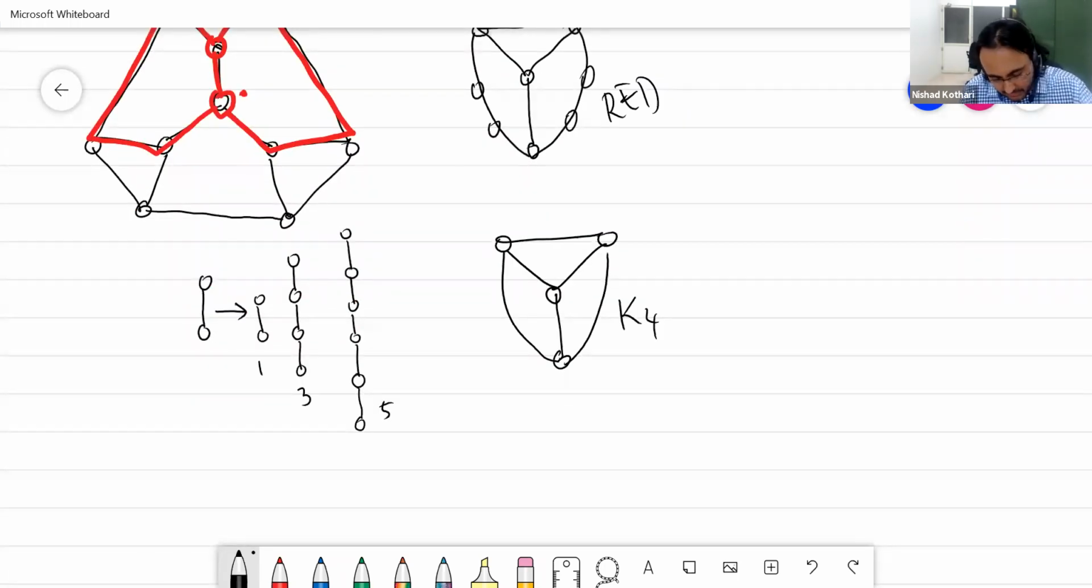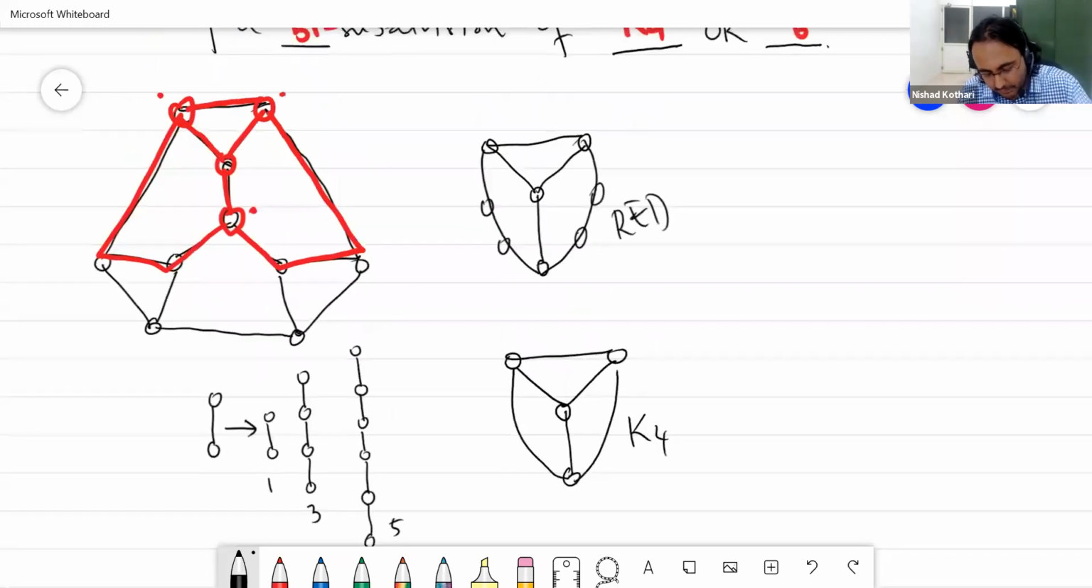This kind of a subdivision is called a bi-subdivision of K4. So there is a parity requirement. You cannot replace an edge by an even length path. You have to replace it by an odd length path. Is the definition clear?